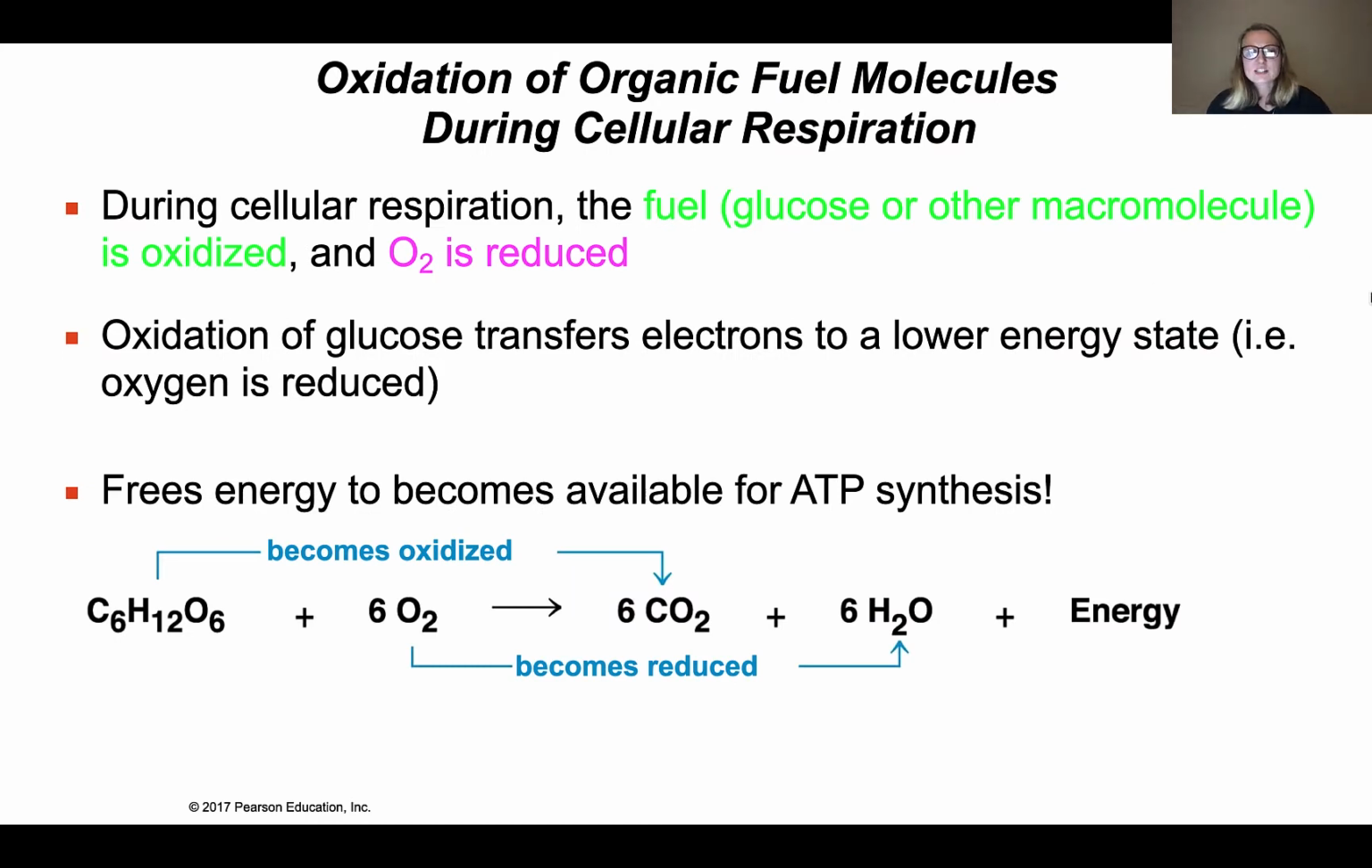So what redox reactions are actually involved with cellular respiration? Well, the fuel, which is usually glucose, but we also can talk about other macromolecules, are oxidized. And then oxygen is reduced. And this oxidation of glucose, which is transferring electrons from the glucose to oxygen, transferring the electrons from a higher energy state to a lower energy state, frees up energy that then becomes available for ATP synthesis. So we can see the redox reaction of cellular respiration here. Our glucose is becoming oxidized and our oxygen is becoming reduced.